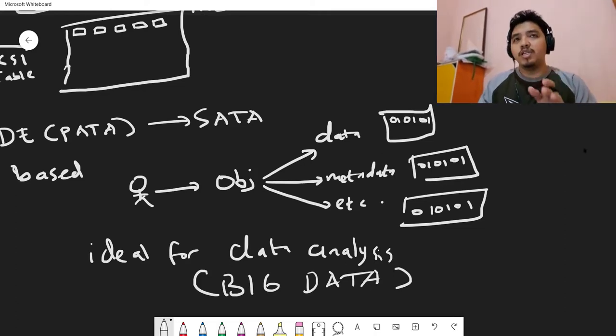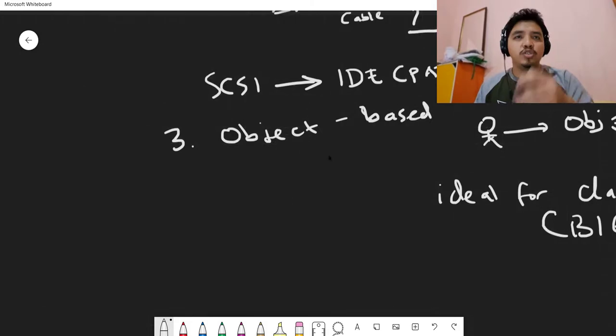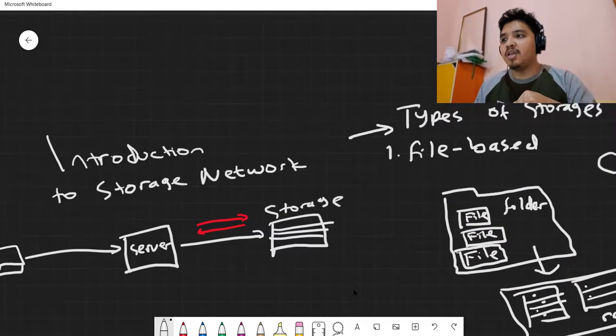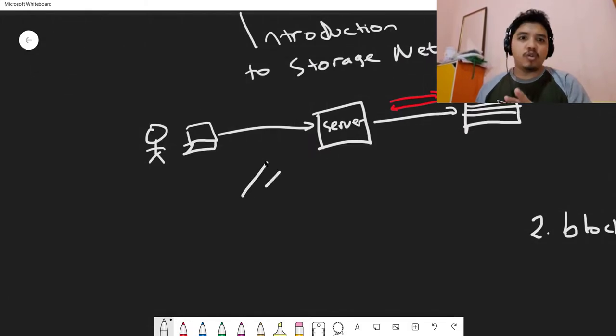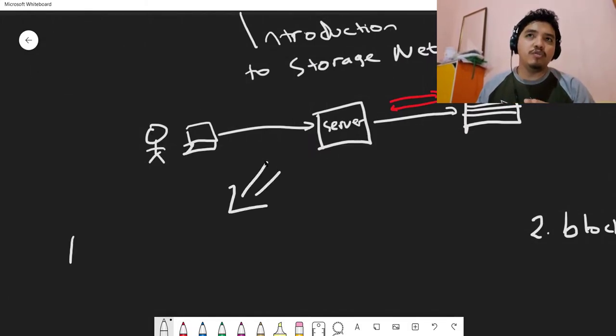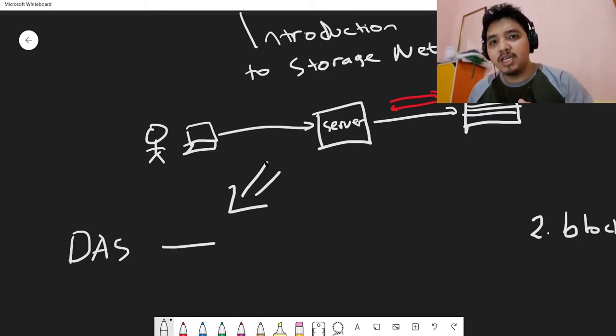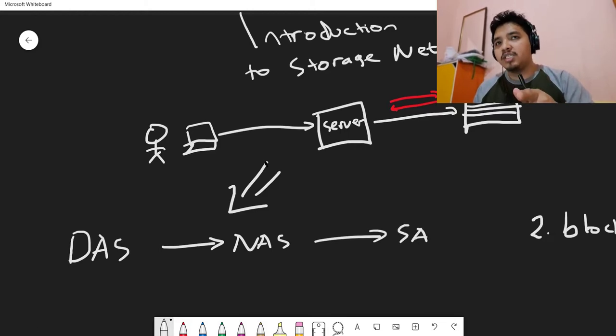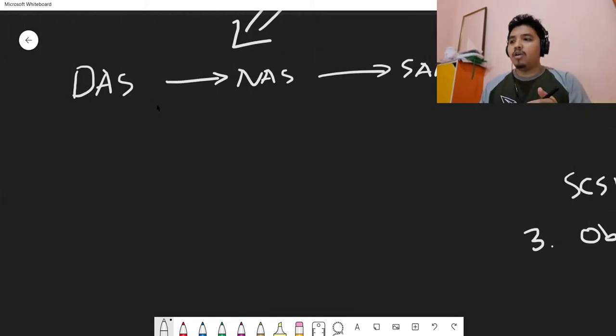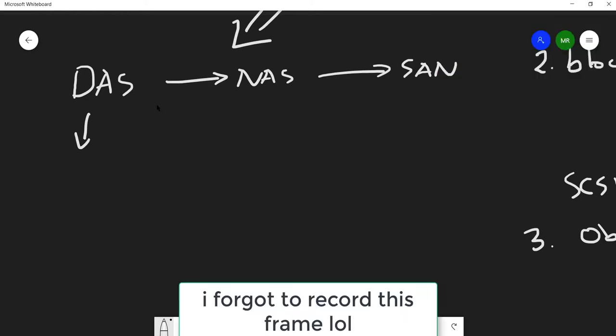Now we already know about storage types, but what network types do we use to access that storage? There are three networked storage types we have to know. The first one is DAS, direct attached storage. The second one is network attached storage, and the third one is storage area network. Let's take a look at DAS before we move on to the newer generations.